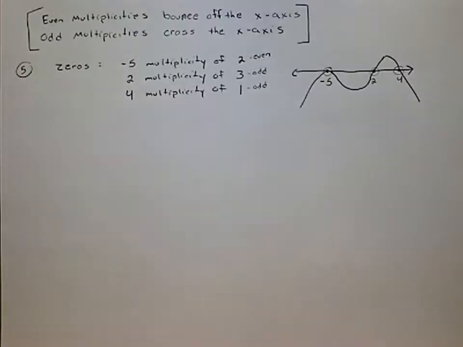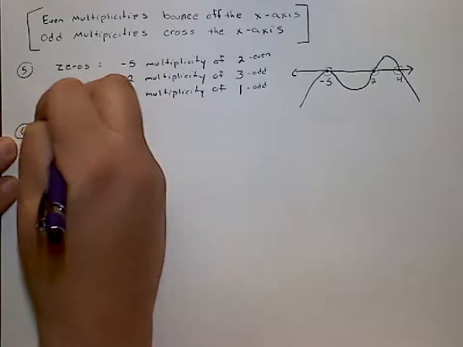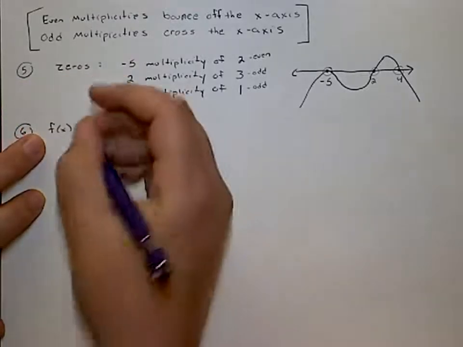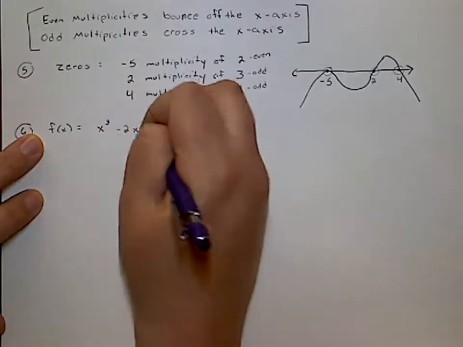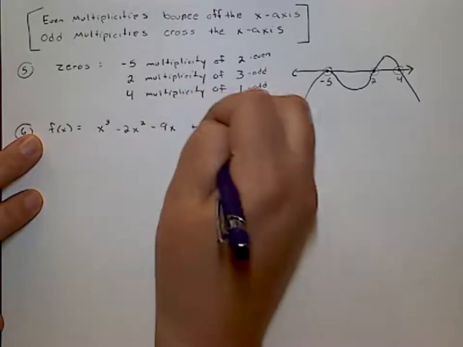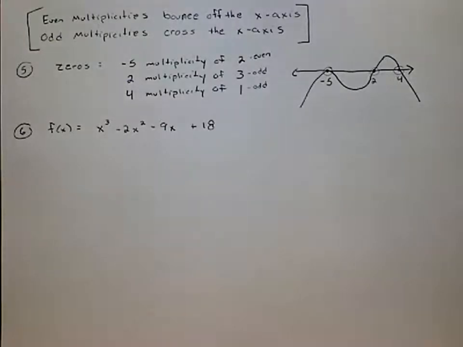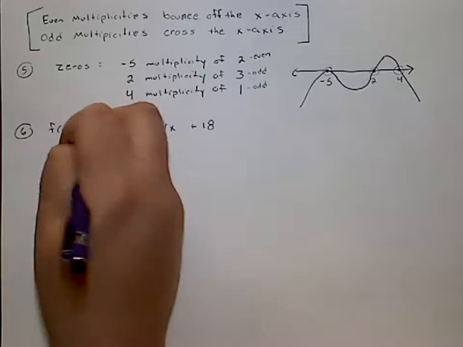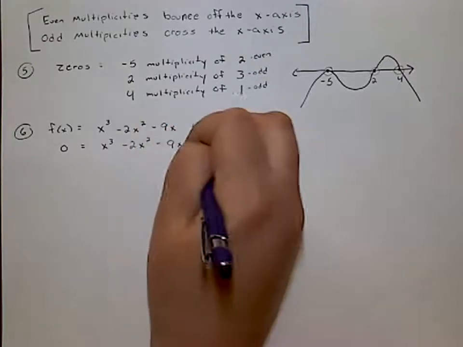Now, all of the examples that I've given to you, the polynomial has already been factored for you. Let's do a couple that aren't factored, at least one that's not factored. So number 6, if I gave you the polynomial f of x equals x to the third minus 2x squared minus 9x plus 18. And I asked you to find the zeros of this polynomial. Well, you would set it equal to 0 first, and then you would look at how to factor this.